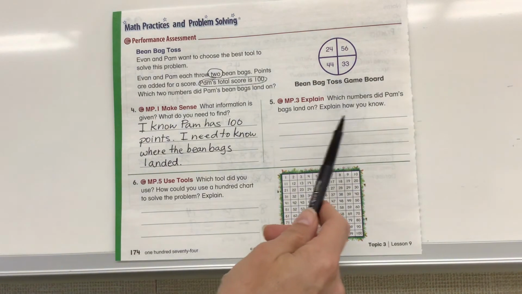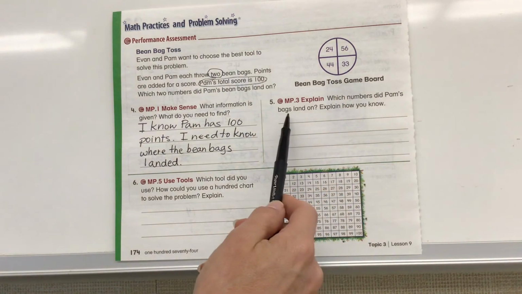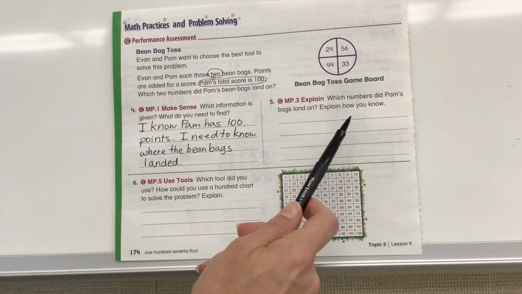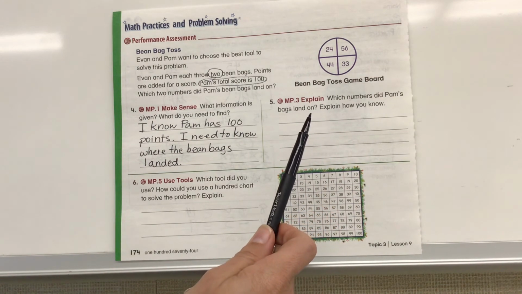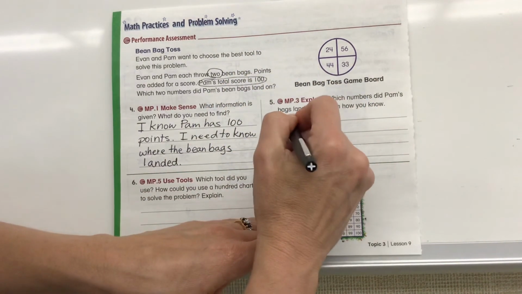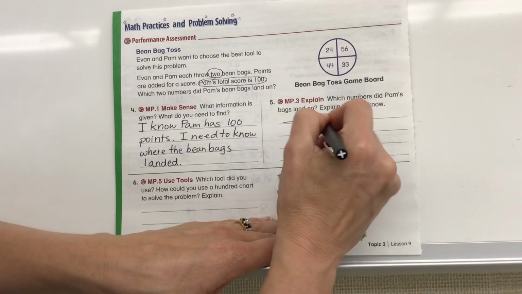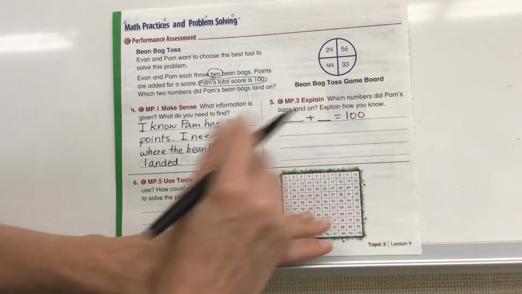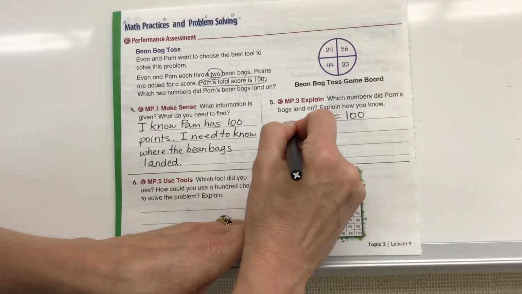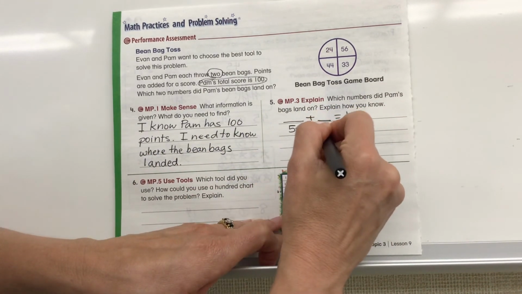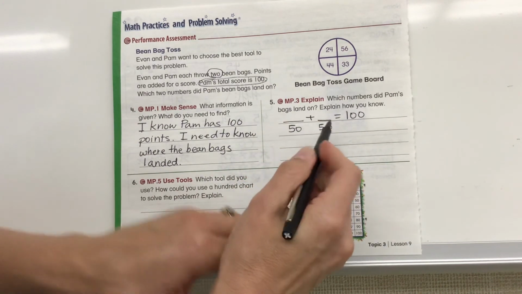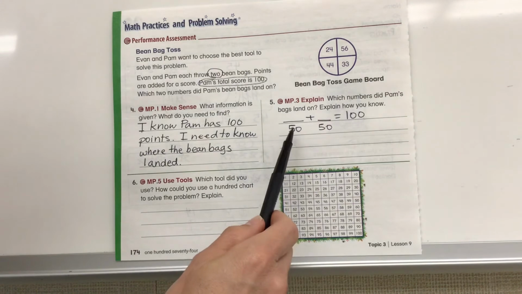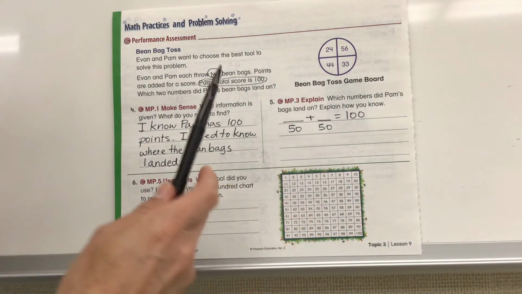So let's look at number 5. Which numbers did Pam's bags land on? Explain how you know. All right, so I'm going to look for two numbers that are close. So if we look at this, watch. Something plus something equals 100. Half of 100 is exactly 50, 50 plus 50 equals 100. It's a doubles fact.